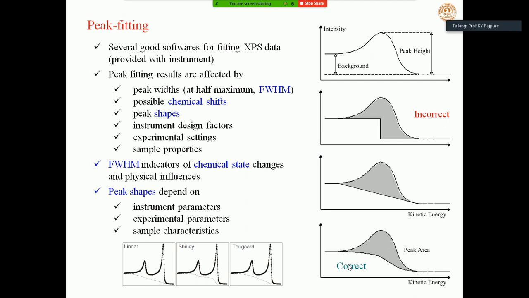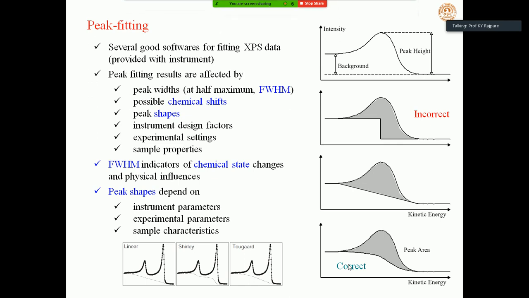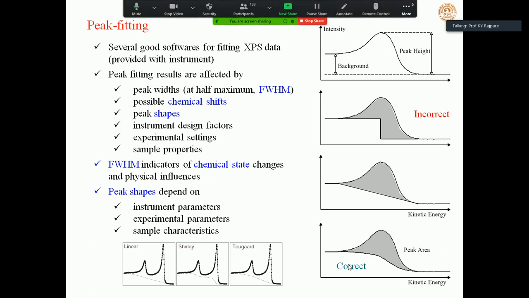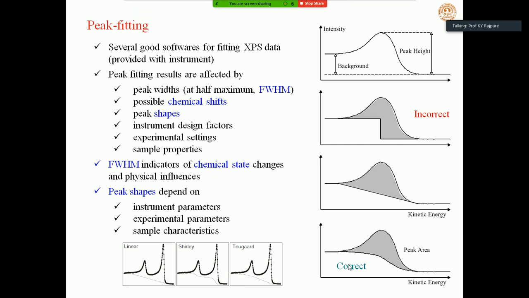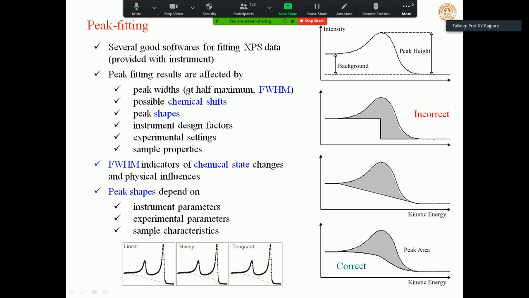What happens if you don't have an XPS facility? Then we send a sample to a colleague in one of the laboratories where this facility is available, maybe overseas, and they send back the XPS spectrum of my sample. We don't know what software was used for peak fitting, or what background correction was used, so we need to understand all these things. Full width at half maximum will give you the peak width. Chemical shift means peak positions, which also matter in peak fitting.